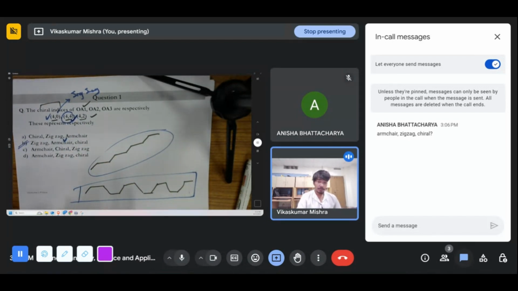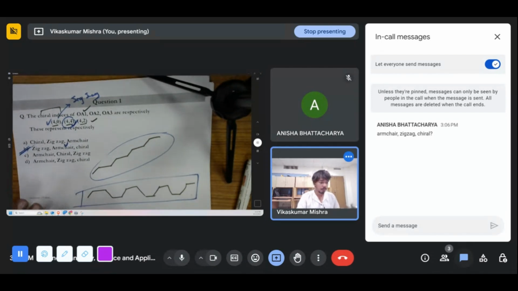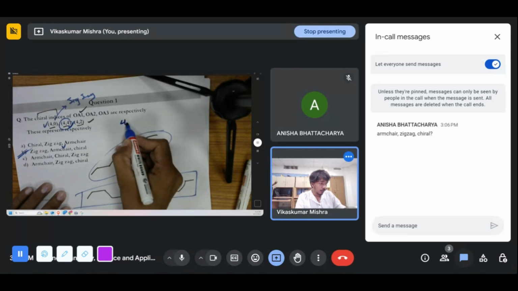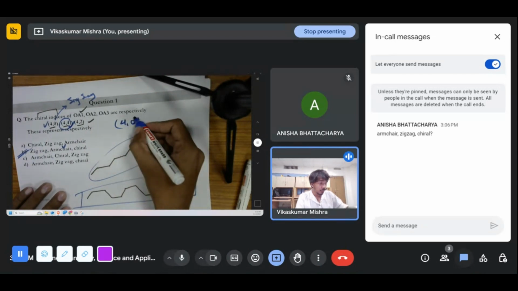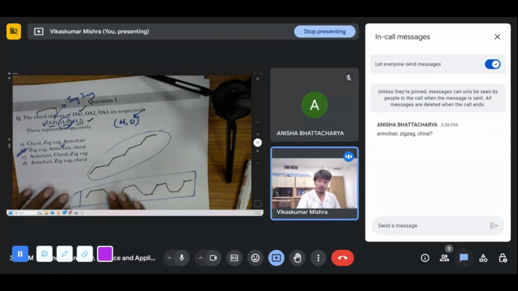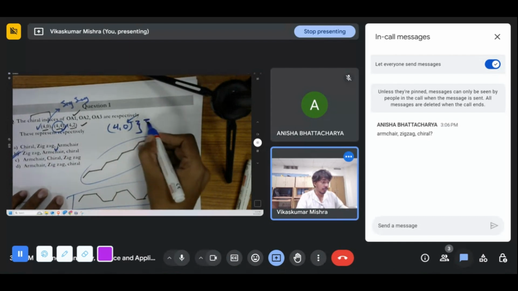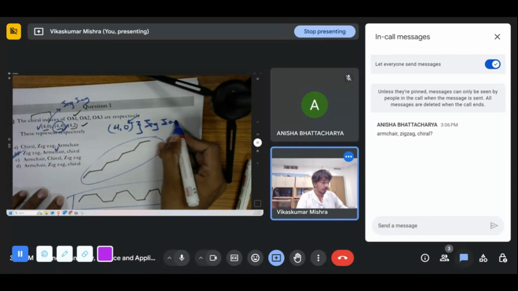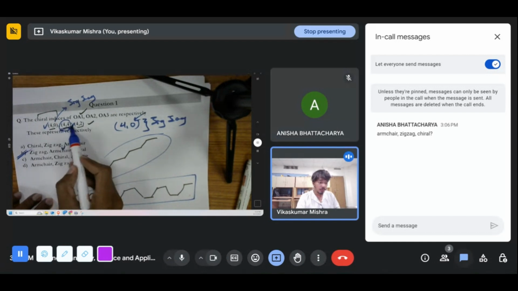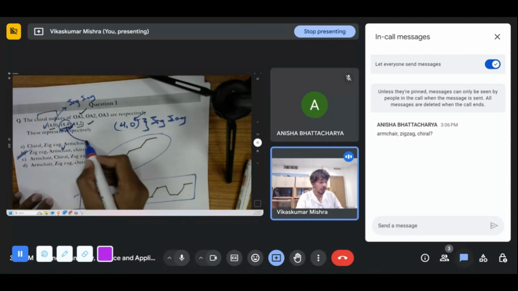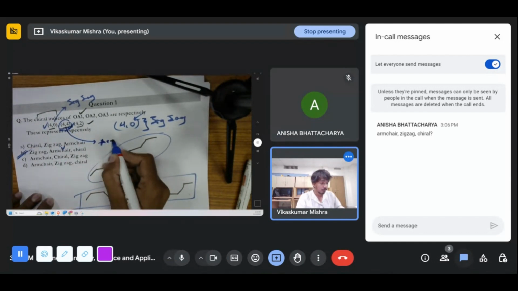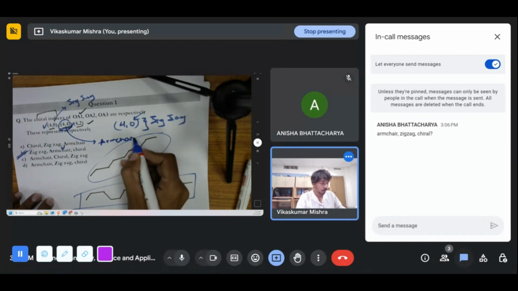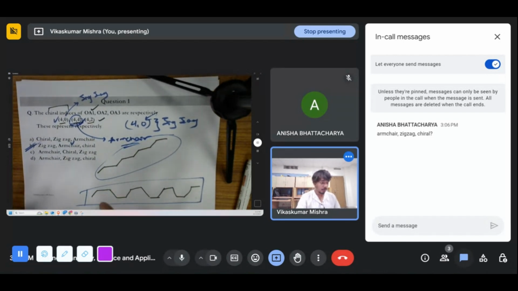Okay. Now let me tell you one thing. We already got the answer that option B is the right answer. Always remember that if 0 is there at one position, like 4 comma 0, then it will always be zigzag. And if both the values are equal, then it will always be the armchair. Okay. So with that, we can solve this question number 1.